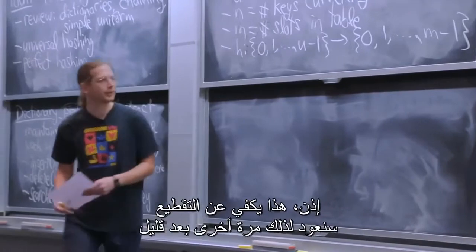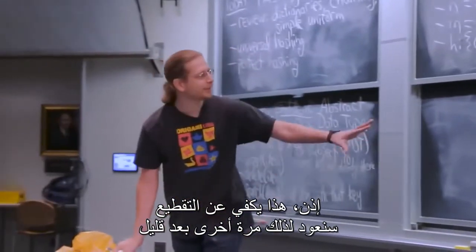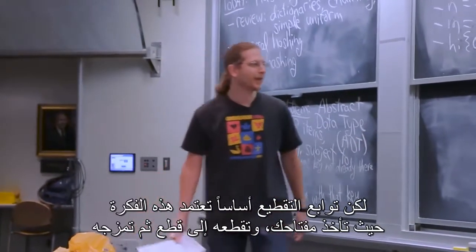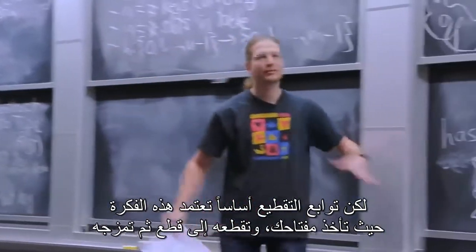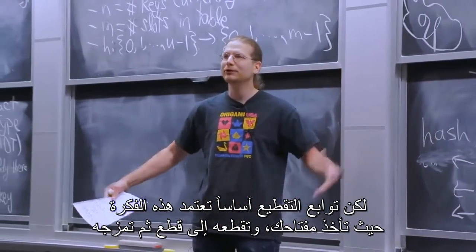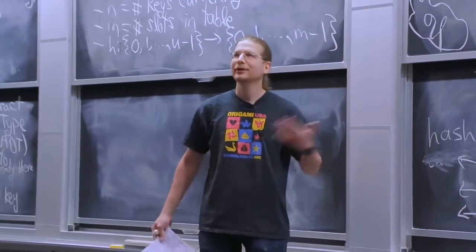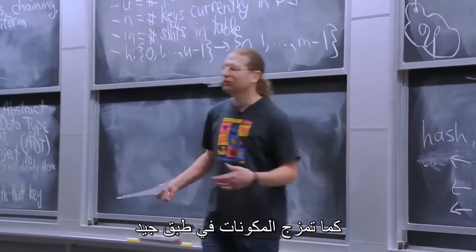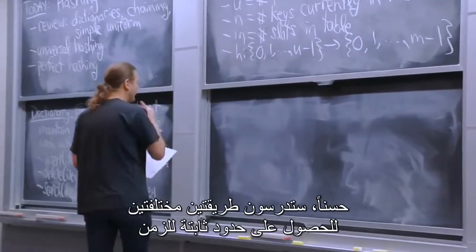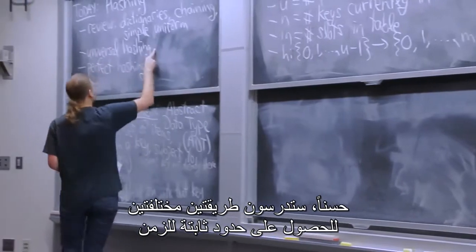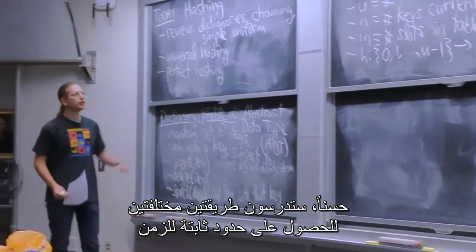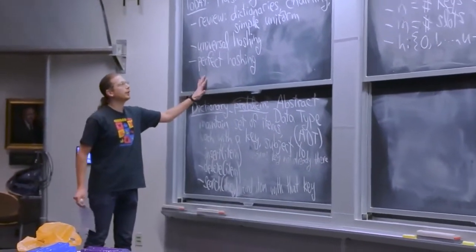OK, so enough about hashing. We'll come back to that in a little bit. But hash functions essentially take up this idea of taking your key, chopping it up into pieces, and mixing it, like in a good dish. All right, so we're going to cover two ways to get strong constant time bounds.